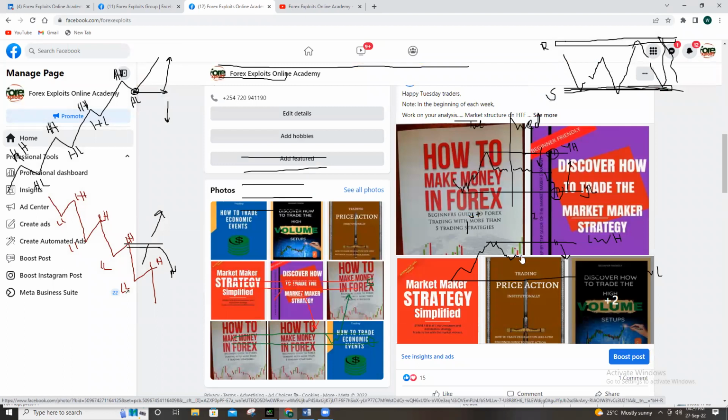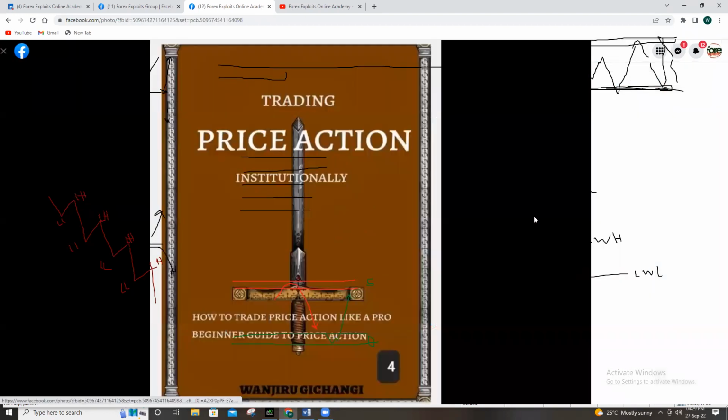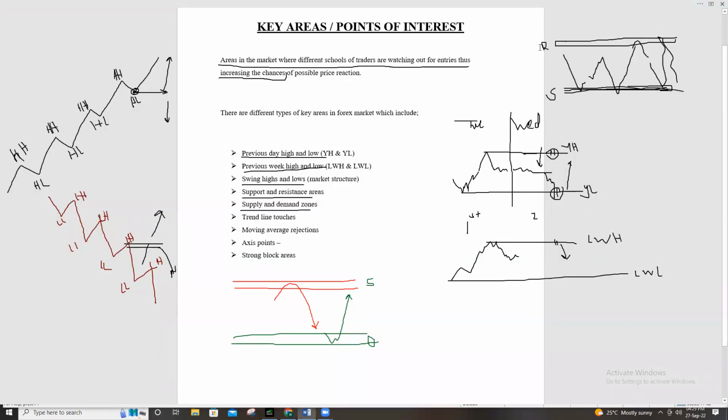So this is the book that I'm talking about. This book here, this 4th book, the price action book. This is what gives you the supply and demand in details. You know how to trade that.